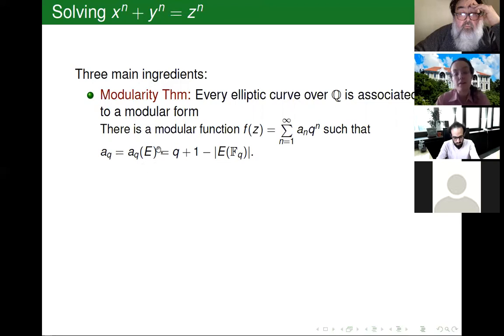What are these a numbers? They are defined as q plus 1 minus the size of the solutions of your elliptic curve over the finite field of size q. So the number of solutions of the Weierstrass equation of your elliptic curve over this finite field is subtracted from q plus 1. That's the a number of your elliptic curve. So this right-hand side, as you see, totally depends on this elliptic curve. It's an integer. And the left-hand side is a Fourier coefficient, and the claim is that they correspond to each other.